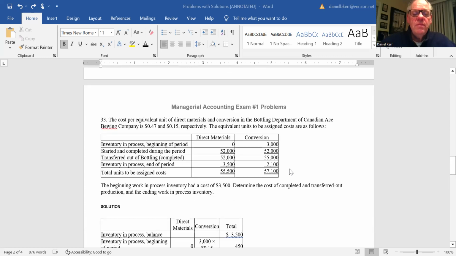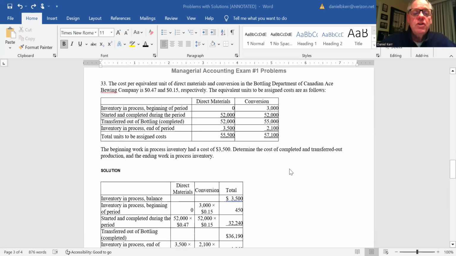Then for the third one, what you had to do is determine the cost of goods completed and transferred out and the end of work in process. So you had to account for all the costs, which included the beginning inventory in process, the beginning balance. So that's work in process, beginning balance. And to that, you had to add whatever was necessary to get those costs ready.